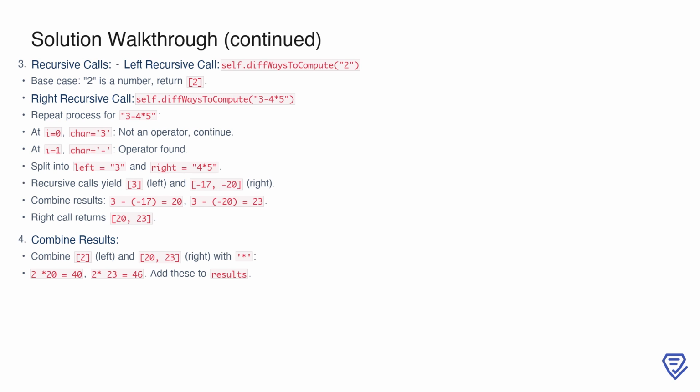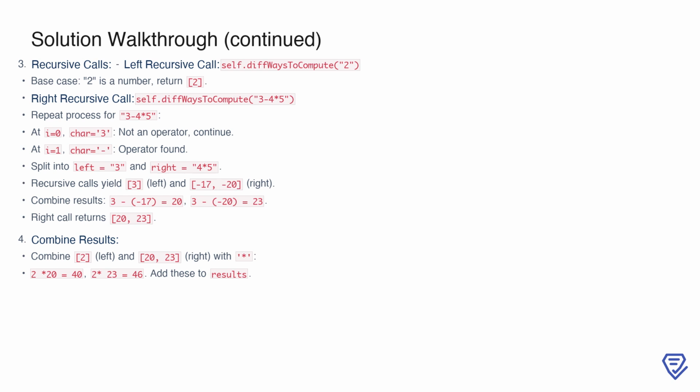Recursive calls for 3 return 3, while for 4*5, the function identifies the asterisk operator, splits it into 4 and 5, and processes each through recursive calls, returning 4 and 5. These are combined with asterisk to produce 20. Combining the results 3 and 20 using dash gives 3 minus 20 is equal to minus 17, and 3 minus 25 is equal to minus 22, returning minus 17, minus 22.